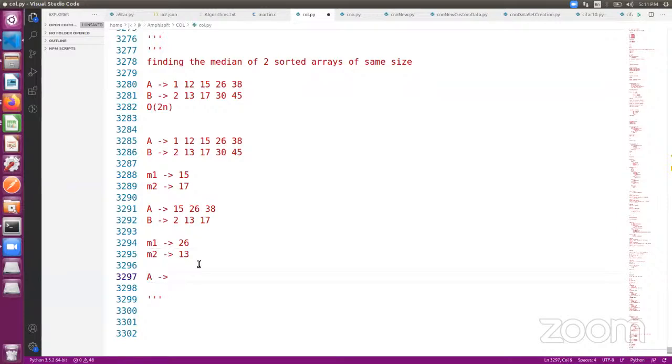So A becomes 15 and 26. B becomes 13 and 17. So now we have come to the end. That is, we reached the position where both the arrays are having only two elements. So once you reach this, you can find the median by using this formula.